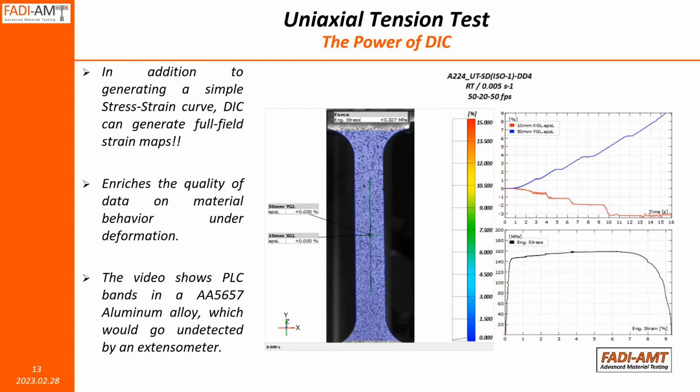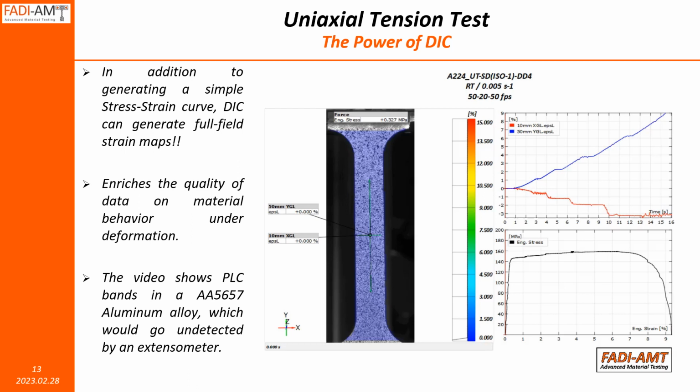Now this video, which I'll play again for you, shows something very specific to aluminum alloys 5000 series. This behavior is called PLC banding. As you will see, when the deformation happens, it's not really homogeneous. It's in steps, and these bands of localized strains move through the specimen from top to bottom and then from bottom to top.